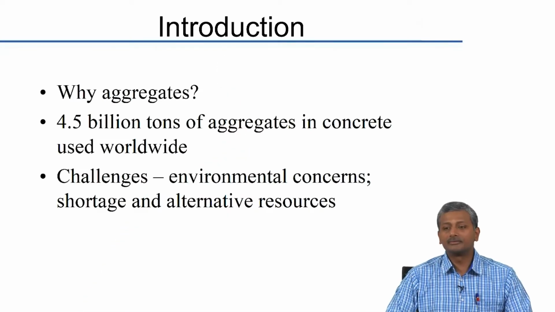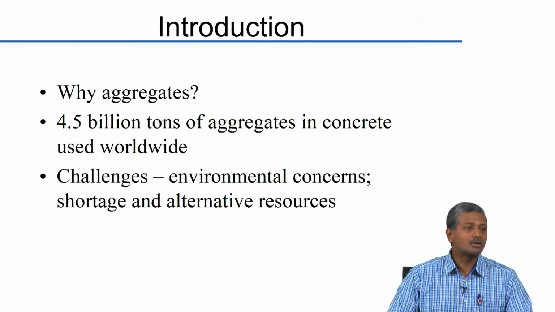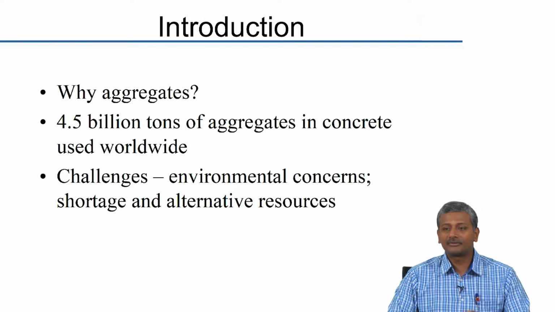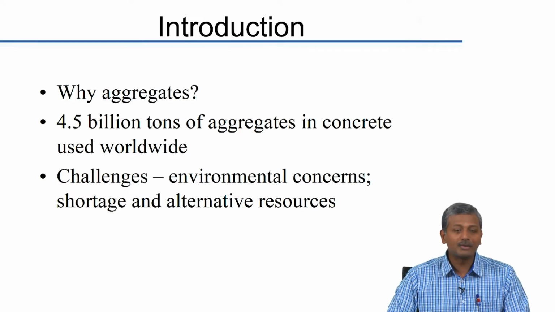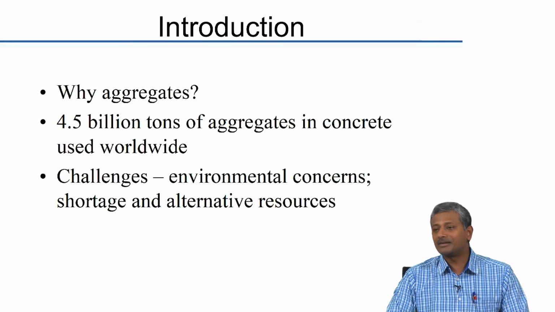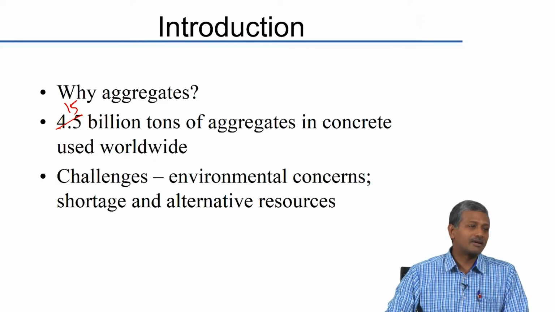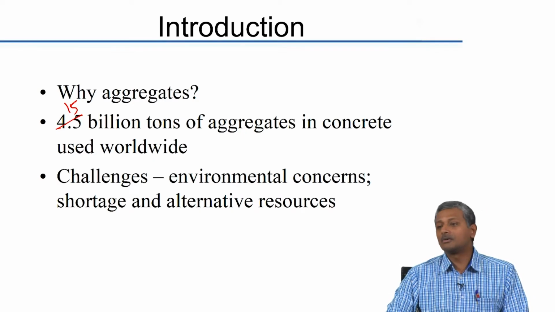So of course we know very well why we want to use aggregate in concrete. We have a lot of demand for concrete around the world, and because of this demand for concrete, the demand for aggregate is also very high. Now I must correct this figure, it is not anymore 4.5 billion tons, it should be close to about 15 billion tons that we actually use now. I have missed a 1 there, okay. It should be about 15 billion tons. 15 billion tons of aggregates are used in concrete worldwide.